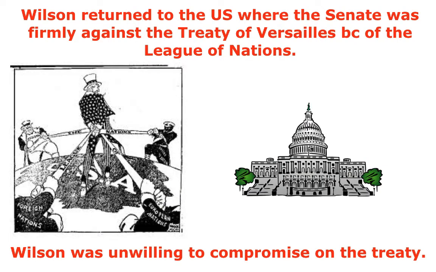So when Wilson comes back to the United States with this very butchered Treaty of Versailles, the U.S. Senate was very firmly against it, because the Senate didn't want the United States to join the League of Nations.